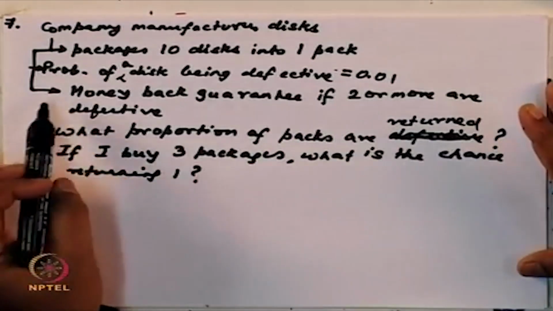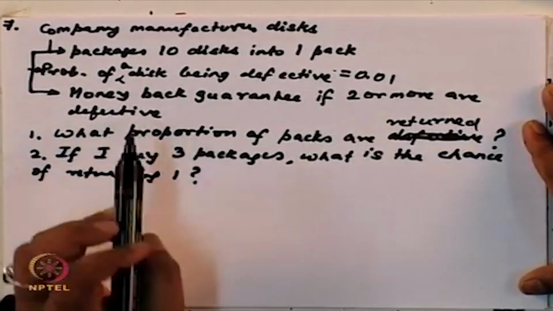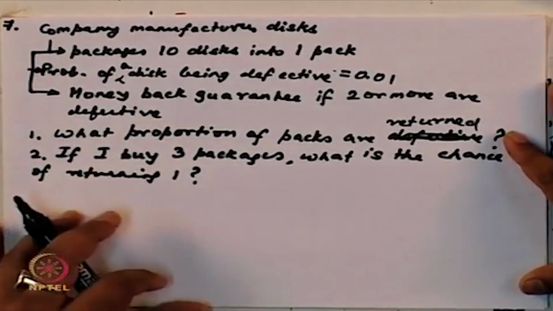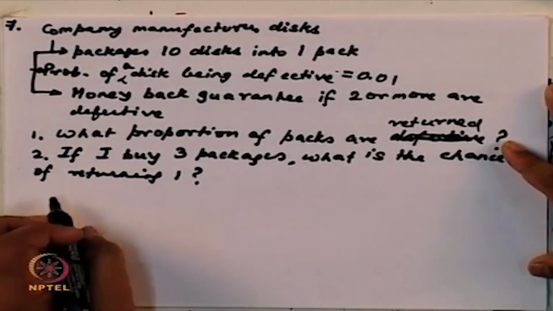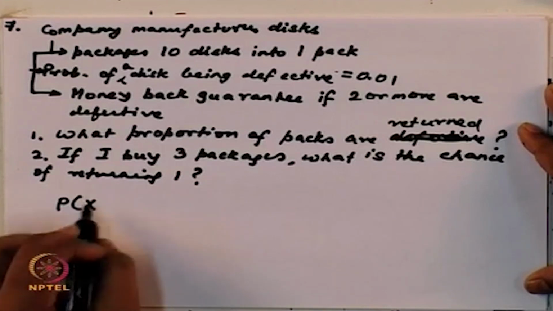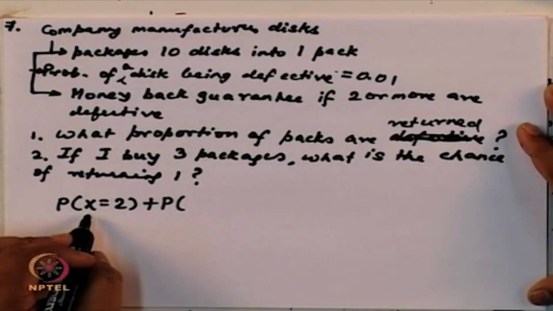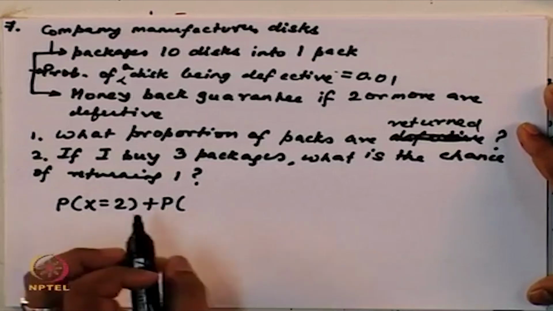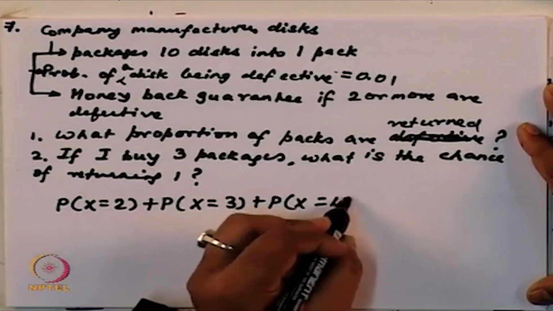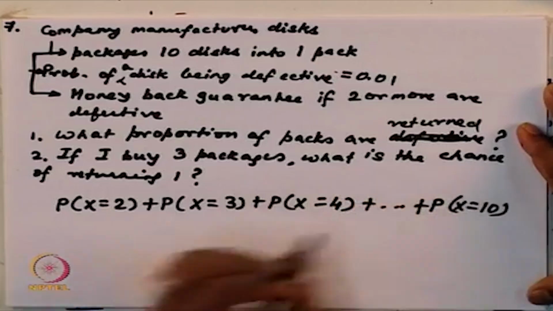Now, the statement is, if there are 2 or more defective in a single pack, then the company offers a money back guarantee, which means that your package is returned. Okay. So, in order to calculate the proportion of packages returned, I want to calculate probability of x equal to 2 plus probability of x equal to 3 plus probability of x equal to 4, and so on, up to probability of x equal to 10, where x is the random variable, the number of defective disks in a package.